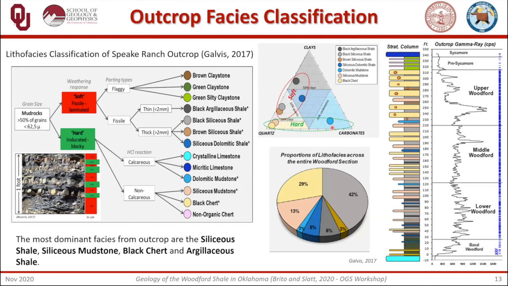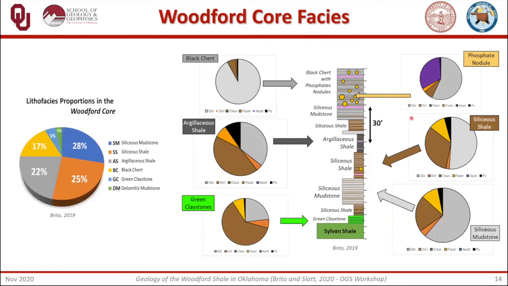On the right side is a reference stratigraphic column from a type section of the Woodford in the Arbuckle Mountains, where it gets all the way up to 330 feet of Woodford shale, representing the full section of the Woodford. Now, of course, not all of you work with outcrops. That's the work that most of the students do.